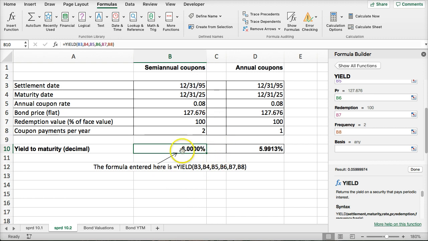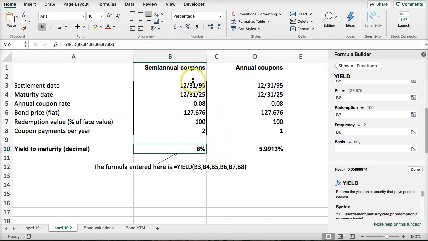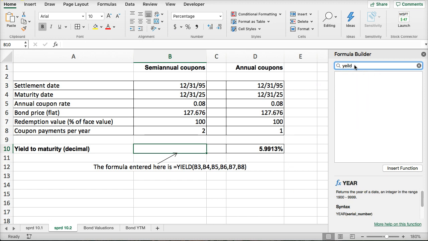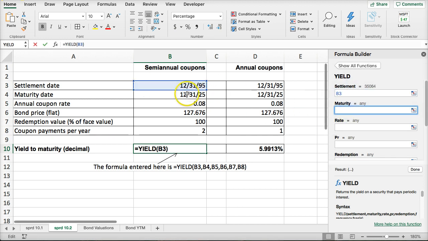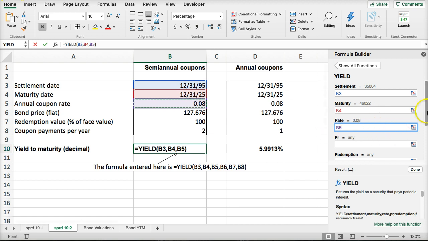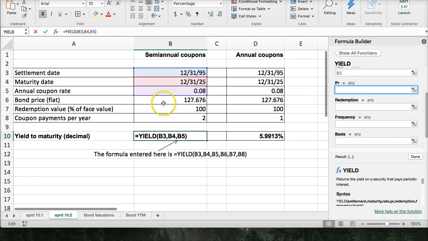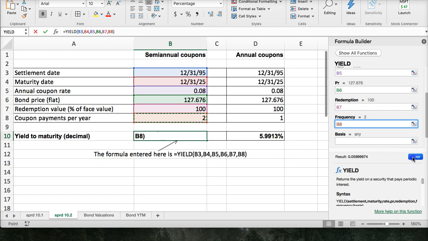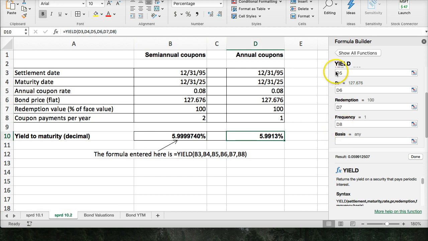Okay, so I will show you how that's calculated. Search for yield. Okay, so for settlement, maturity, coupon rate, bond price, redemption value, frequency, and then we get the yield to maturity. So that's for semi-annual coupons. Now for annual coupons, it's just going to be the same inputs, but the frequency goes to 1. And you can see how these are the same inputs, but now the actual rate is slightly different because of the compound interest.